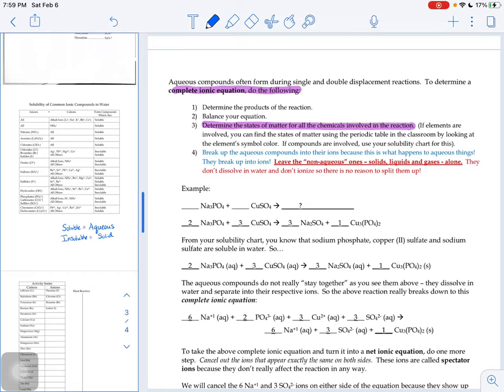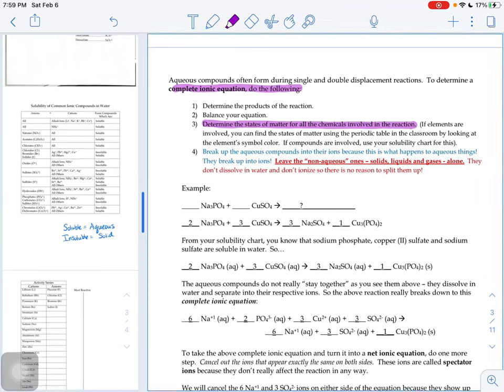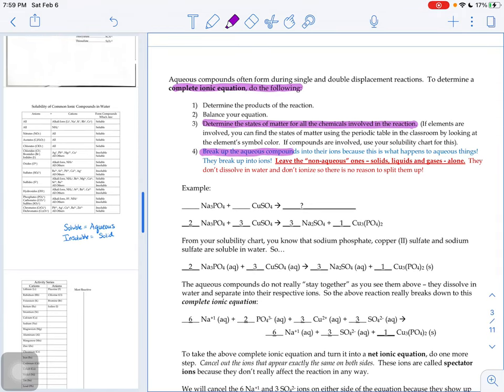Now that we know how to use our solubility chart, we're going to see what to do with it. Well, it says here in step 4, if something's an aqueous compound, we're going to break it up into its ions, because that's what aqueous things do. They break up into their ions, right?